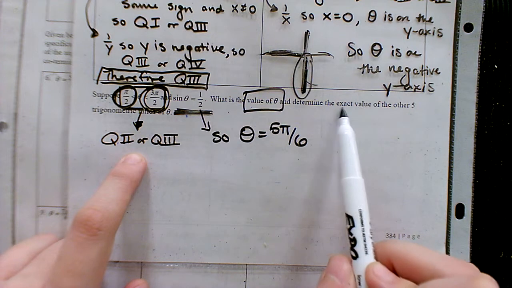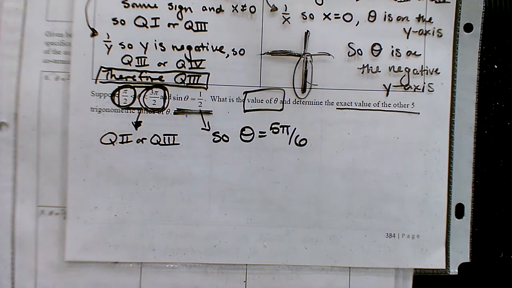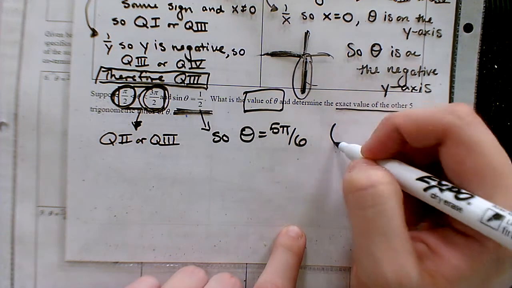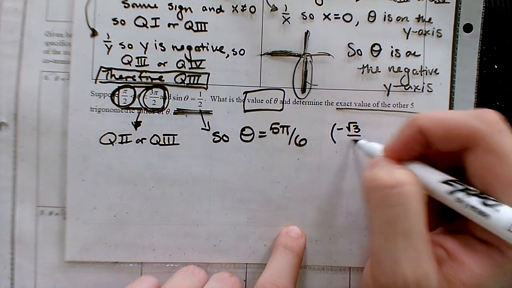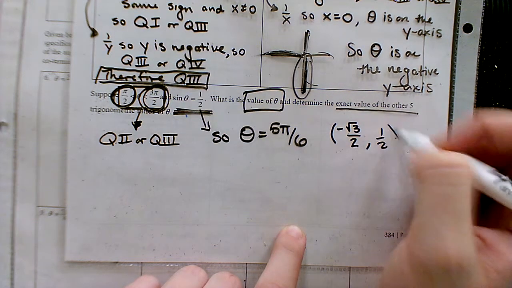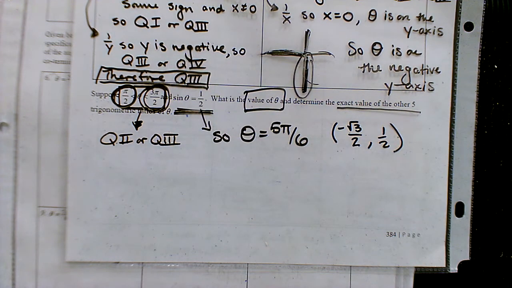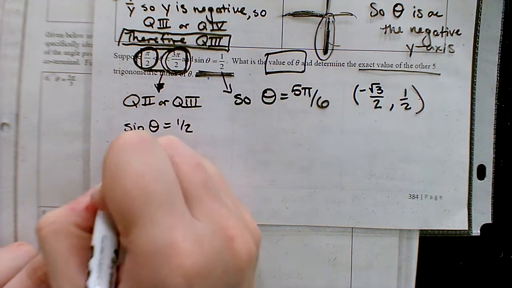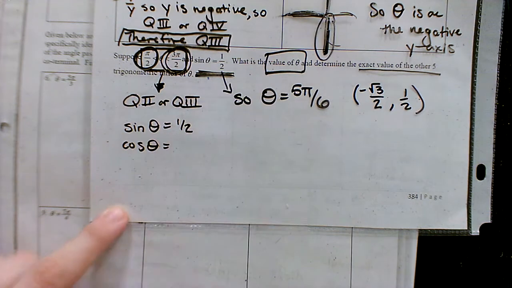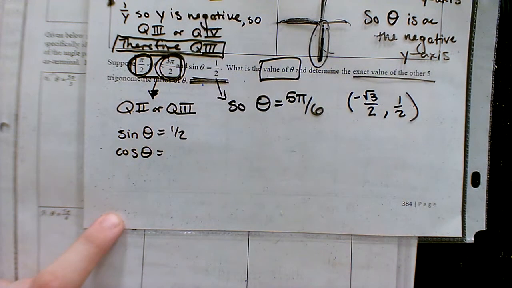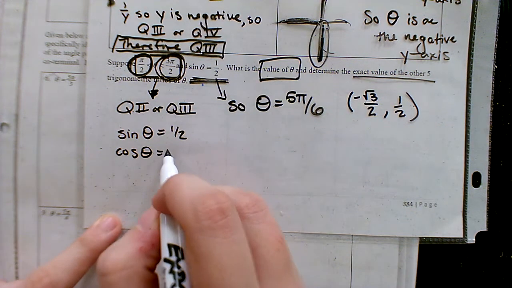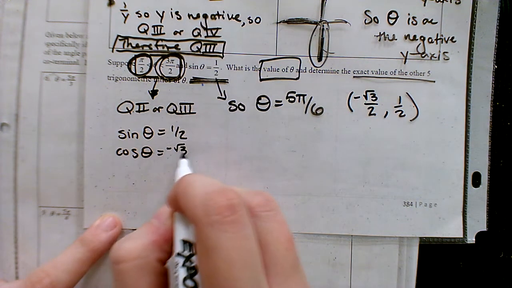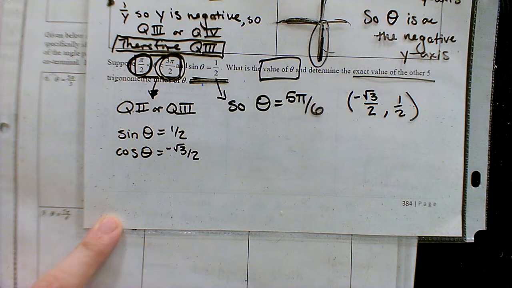With this information, we want to determine what the other 5 trig ratios would look like. So let's take that ordered pair from that point, and we're going to figure out the cosine value, the tangent value, and then all the reciprocals. So we already know the sine value is a half. What would the cosine value be based off that ordered pair? Wouldn't that just be the x value?